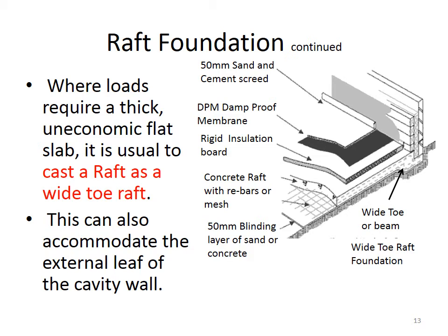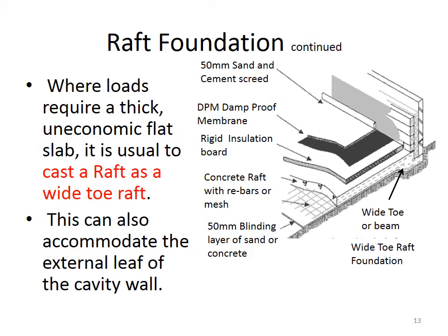This can also accommodate the external leaf of a cavity wall, as we can just see in the example of the image on the right hand side. So the makeup here, starting from the top working down, just going to have a look at the image. First of all, we have a 50mm sand and cement screed, that's sitting on top of the finished floor.